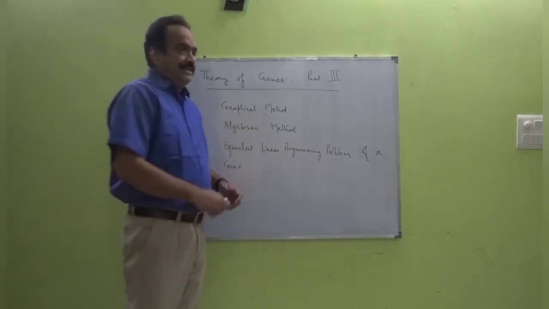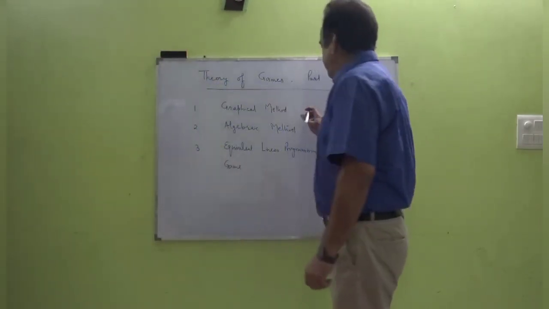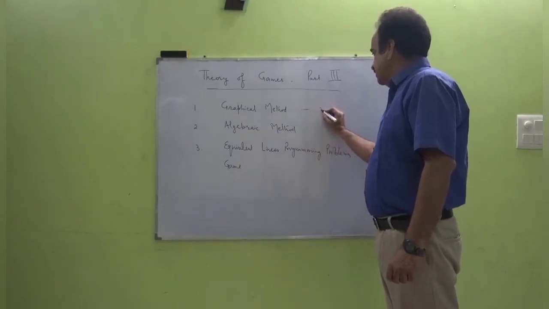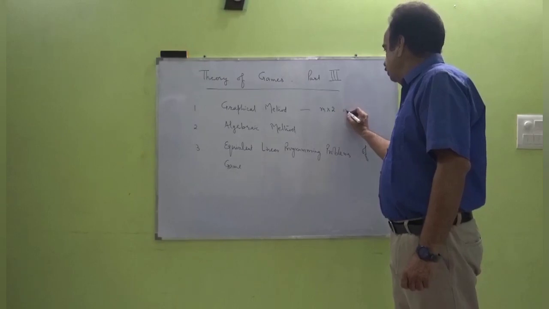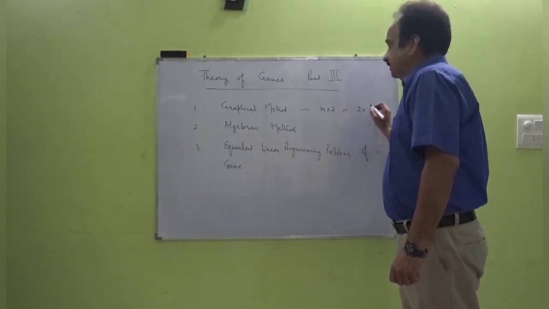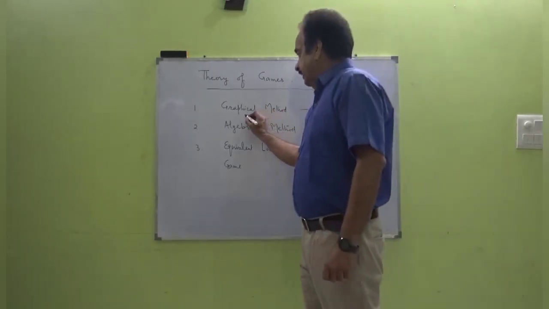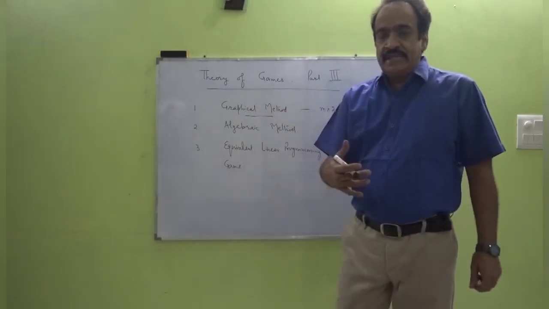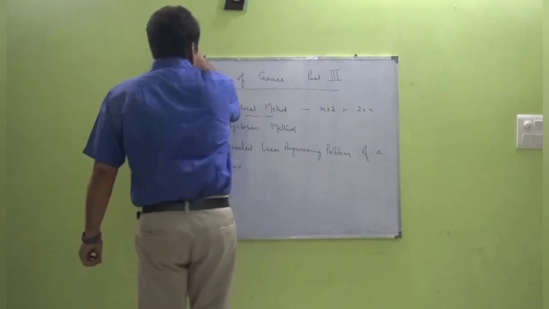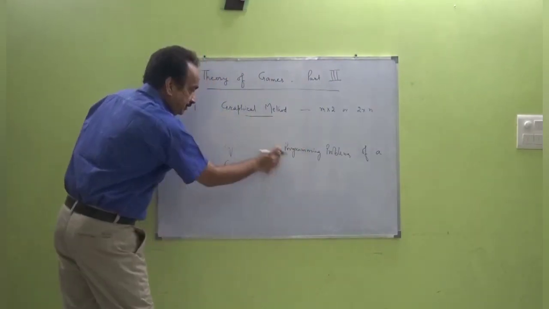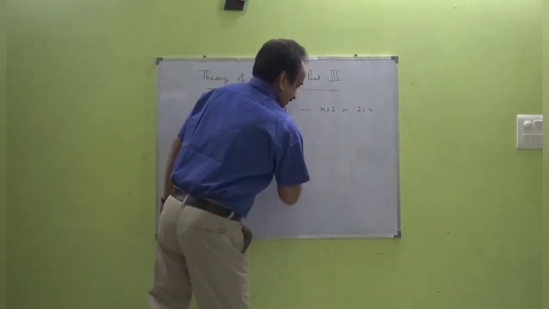The graphical method, as the name suggests, is applicable for those games for which the pair of matrix is either m cross 2 or 2 cross n. That is, the games for which the pair of matrix is having either 2 rows or 2 columns. Now we will illustrate this method using some examples.